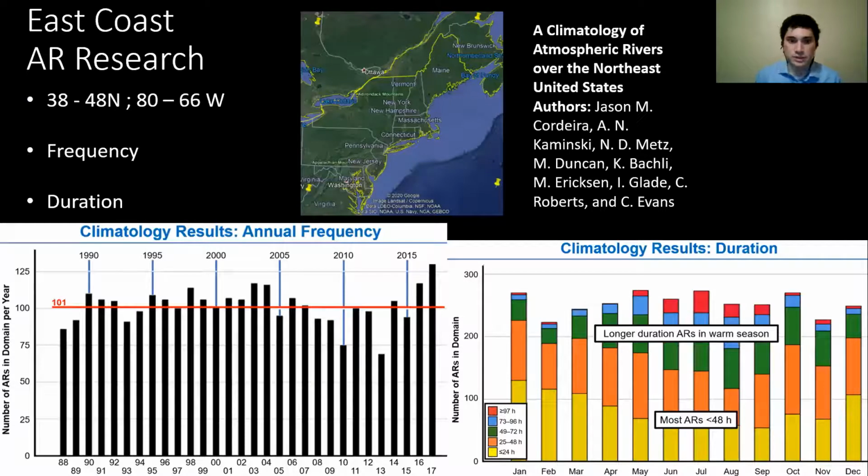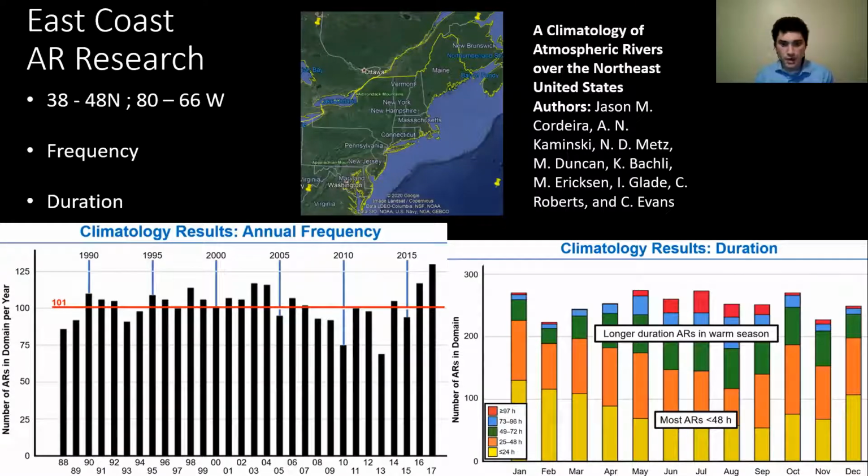So in New Hampshire, there's a team studying East Coast ARs, and they have become a guide for me in terms of how I'm going to study ARs in my region. Within this box up here in Google Earth, within the 4 pins here, is the region that they were studying. They found that on average, 101 ARs were happening per year from a 1988 to 2017 climatology report. Sometimes you can have lower than 101 or higher than 101, but on average, they were finding 101 ARs as their frequency per year.